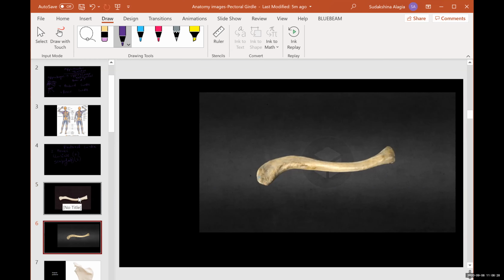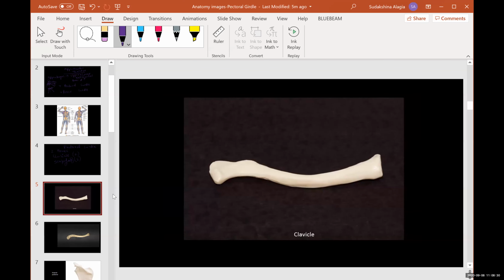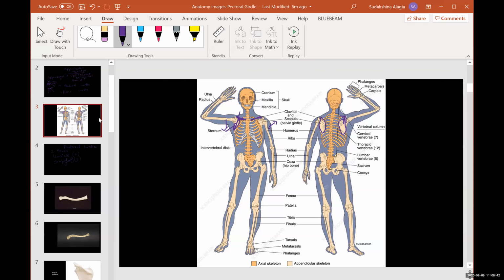So basically, the clavicle, this bone articulates with two different parts. One is with the sternum, one is with the scapula, right? Medially with the sternum, laterally with the scapula. From now onward, the medial, lateral, superior, inferior, anterior, posterior will come extremely handy because so many names are based on that.